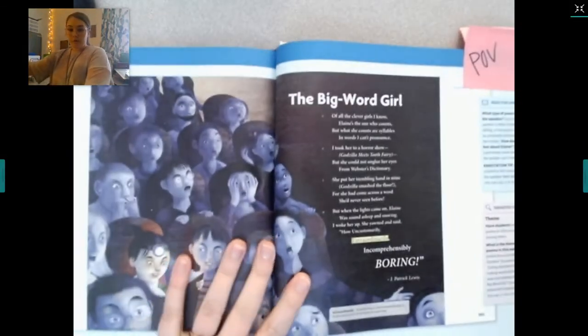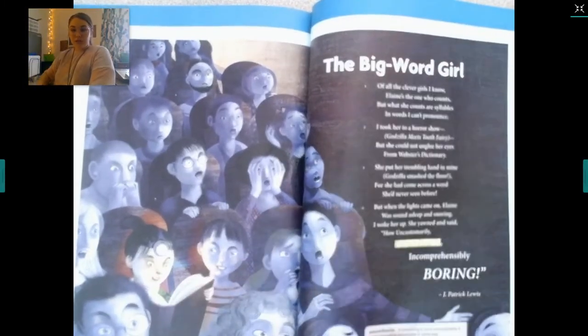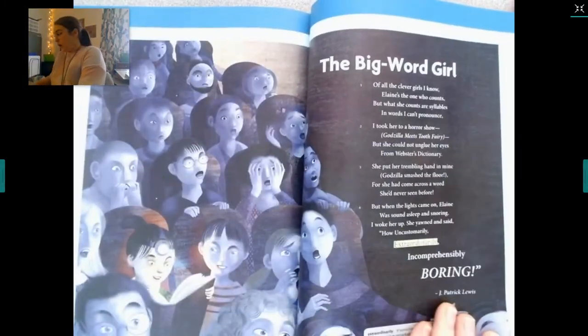So we're going to read this poem, and it is called The Big Word Girl. As I am reading the poem, first of all, I'm going to read the whole poem to you, and then we're going to talk about the point of view. So this is called The Big Word Girl.